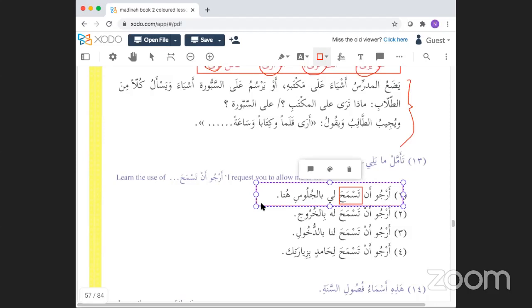I think the phrase "law samah" is very common, isn't it, Ustad? Barakallahu feek. Exactly. Law samah basically is like saying please. So this verb is from samiha, samaha, yasmahu. Samaha yasmahu. So when they say law samahta, law samahta.